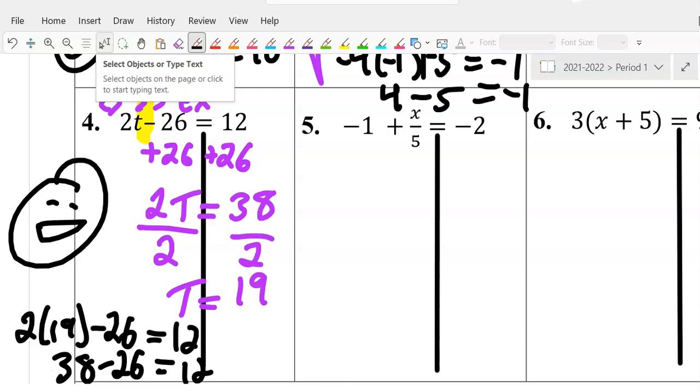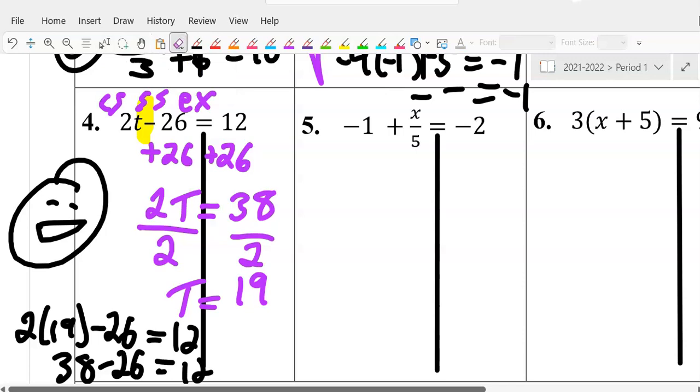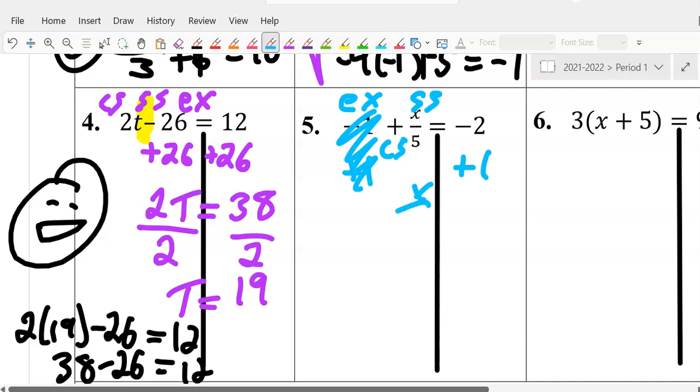Okay, pick a color, any color. Blue. Okay, blue. Go ahead. First, we find the co-star, superstar, and extra. The superstar is the x, the co-star is the 5, and the extra is the -1. Look at this class, we're amazing at this. We have to get rid of the extra, so now it's a +1. Positive 1 on both sides, right? Very good. x over 5.